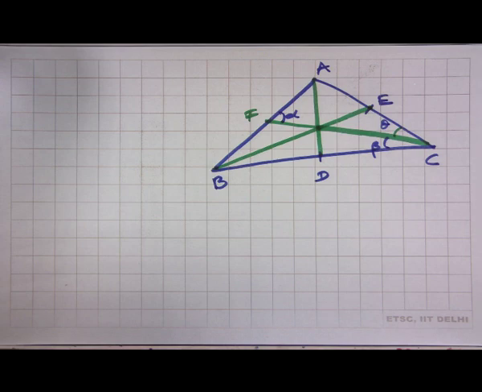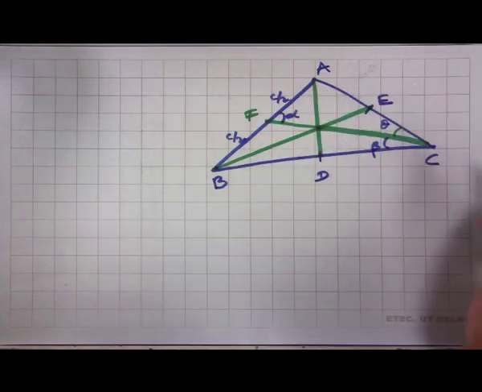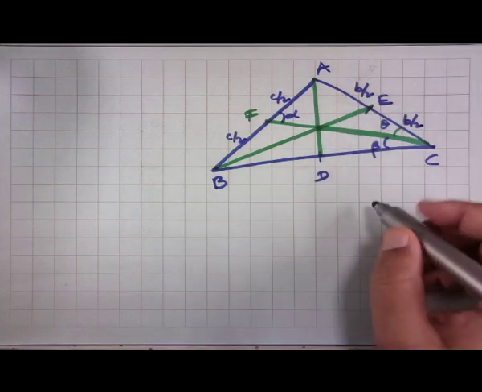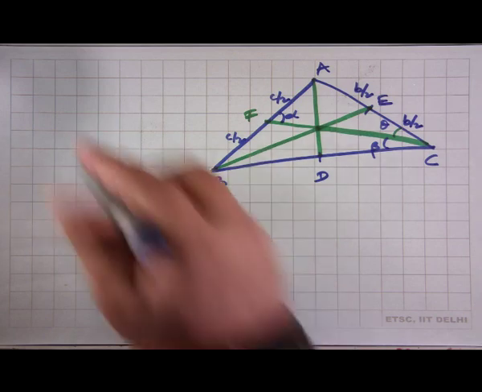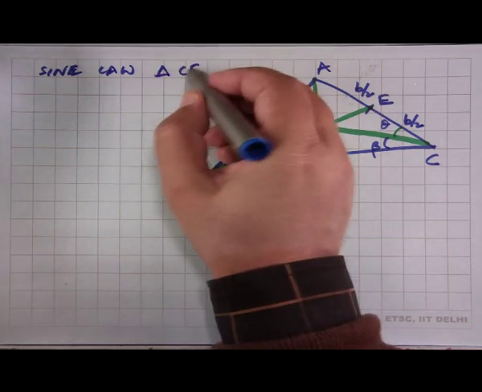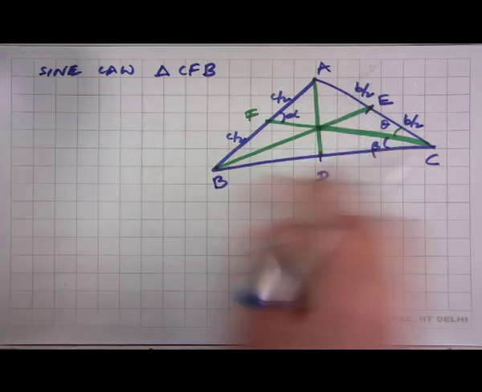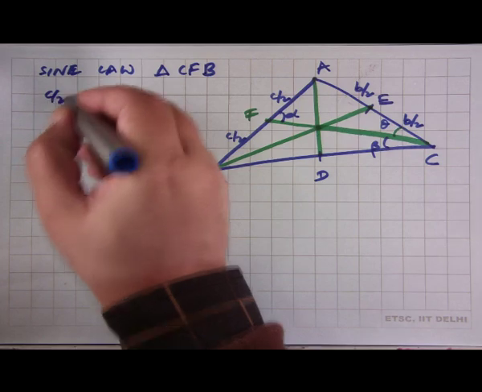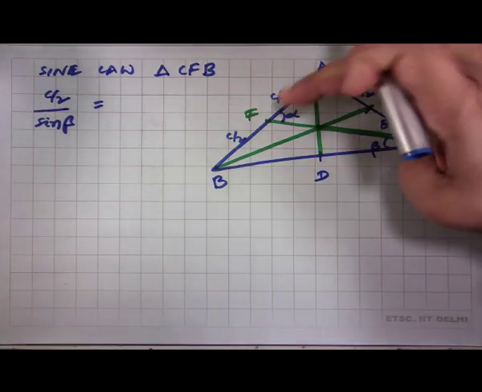So, for beta of course, let us first write down the lengths here. We look at the triangle CFB, and if we apply the sine law to the triangle CFB, then what we get is that C by 2 over sine of beta. So, we are looking at this triangle now. C by 2 over sine beta is equal to FC over sine of B.